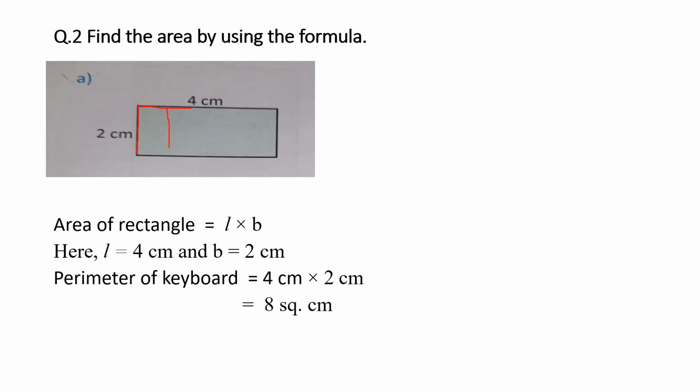It means we have 4 blocks here and we have 2 rows here. So if we look at the formula, we can easily see 8 small squares are there. So the formula is L into B. L is 4 centimeter, B is 2 centimeter. 4 into 2, 8. As the units are also multiplying, when the units get multiplied, we get square centimeter.